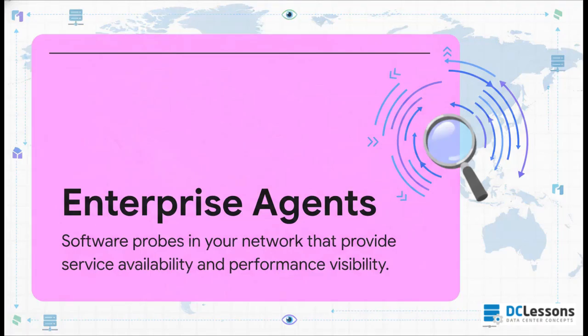The heart of this solution is something called the ThousandEyes Enterprise Agent. The best way to think about them is like little lightweight software probes that you place strategically inside your network. They become your eyes and ears on the ground, constantly measuring performance and availability from the exact same perspective as your users. Then they correlate all that data with what's happening on the network itself.